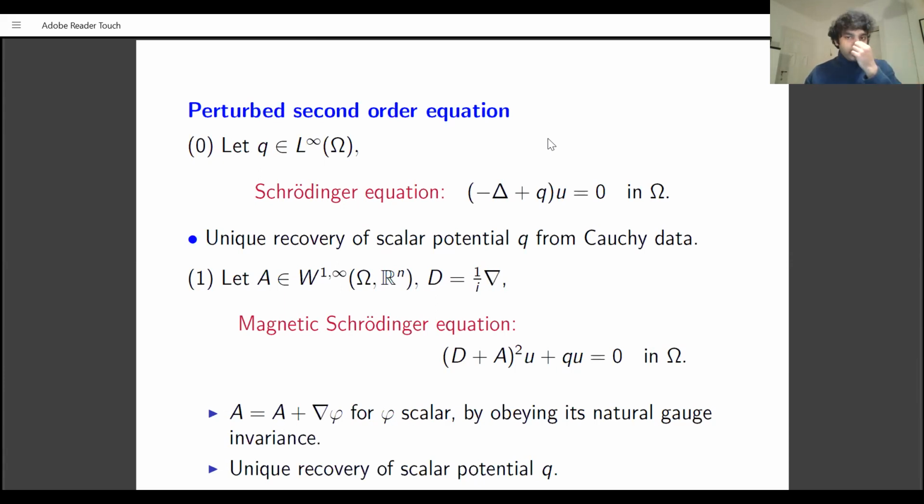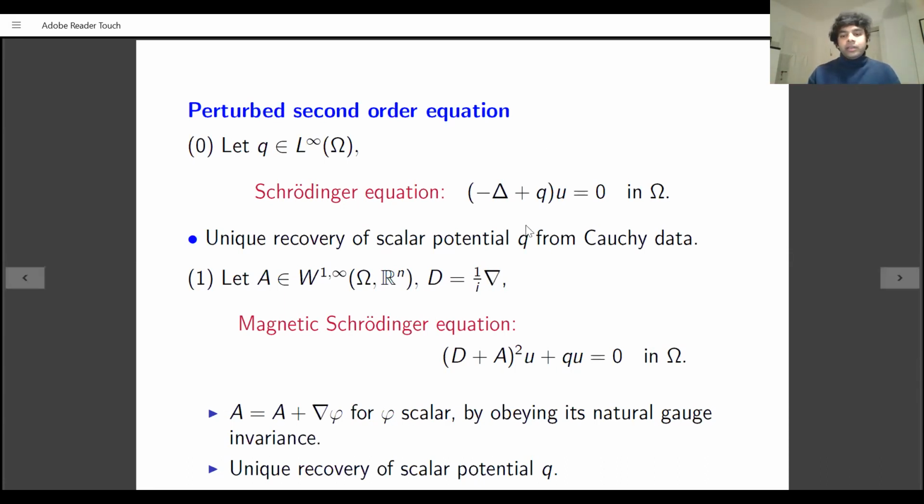For the Schrodinger equation, the question is the same. Let's say we have minus Laplacian plus Q equals 0 in omega, and we measure the Dirichlet and Neumann data on the boundary. From that information, we want to determine Q inside omega uniquely. And that we can do. That's our result.